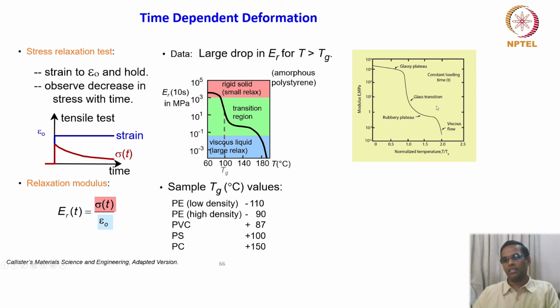classes, and how the material behavior is going to change as a function of temperature. Again, it is not homologous here. It is temperature normalized by Tg, not melting point. If it is normalized by melting point, it is called homologous temperature.